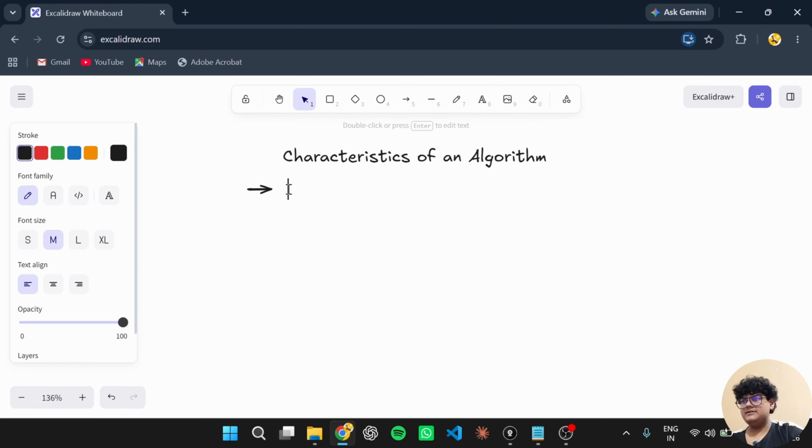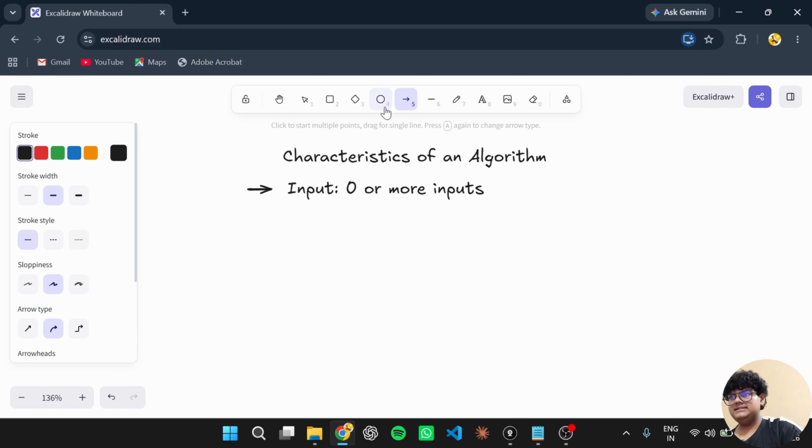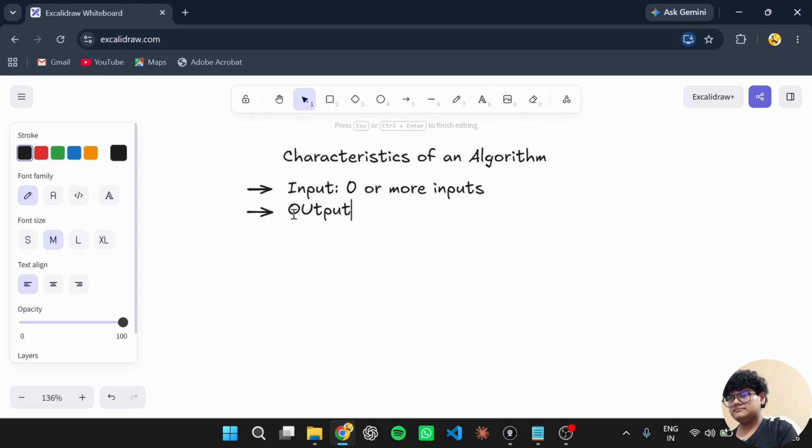First is input. Our algorithm must take 0 or more inputs. So we can write 0 or more inputs. Next is output. Our algorithm must give us at least one output. So we can write here at least one output.